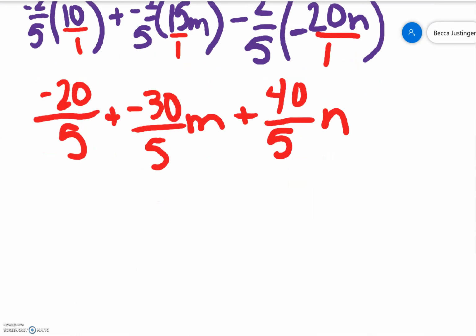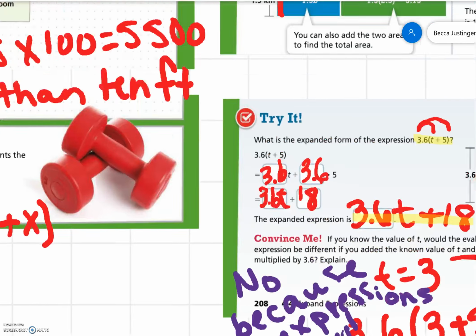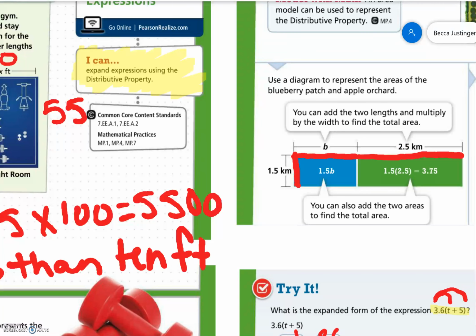Negative 20 divided by 5 is negative 4. Negative 30 divided by 5 is negative 6. Bring down the m. Positive 40 divided by 5 is 8. Bring down the n. Can I simplify this any further? Nope. All right, 7th grade, let's say it. I can expand expressions using the distributive property. Have a great day.